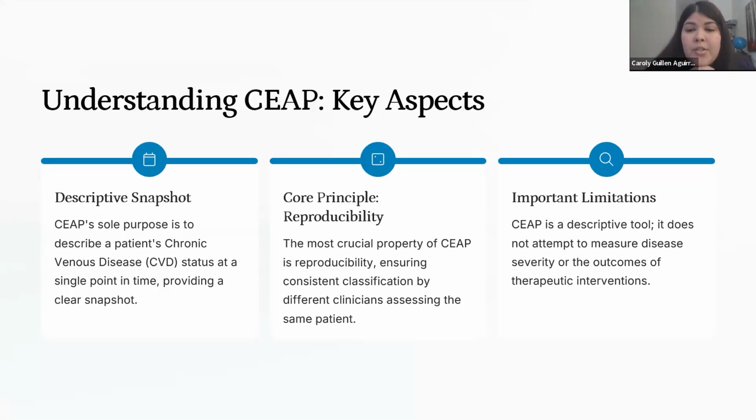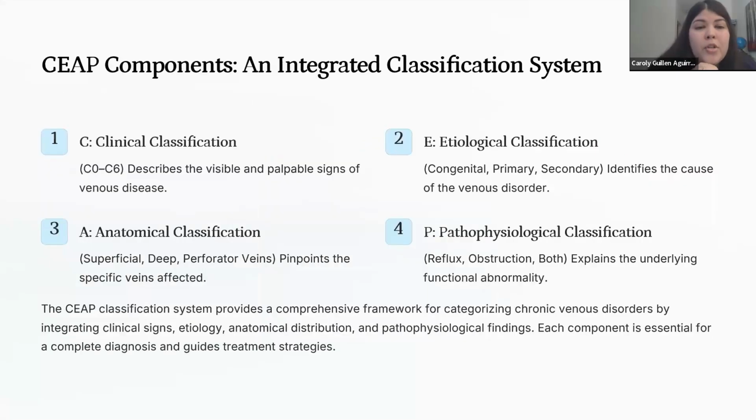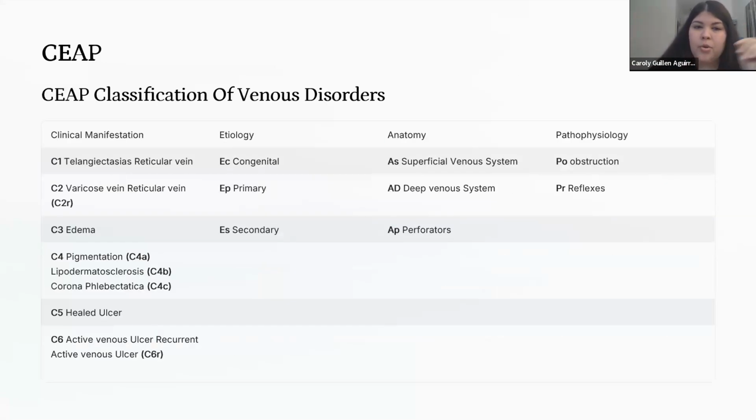And the important limitation is that it's a descriptive tool and it does not attempt to measure disease severity or the outcomes of therapeutic interventions. And this is very important because this is why other survey tools came about, because of the limitation of the CEAP. The CEAP components are an integrated classification system. We know this already, so I'm just going to go to the next slide because we all are familiar with the CEAP classification.